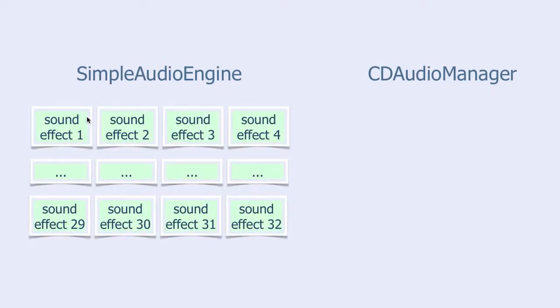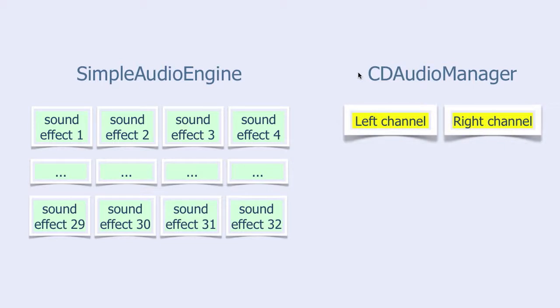In this tutorial, we are going to learn some advanced sound sorcery. As you remember from a previous tutorial, we could use simple audio engine to play sound effects. In fact, we could play up to 32 sound effects simultaneously. We can also use a CD audio manager to play on 2 different channels. And on a channel we can play something called an audio source.